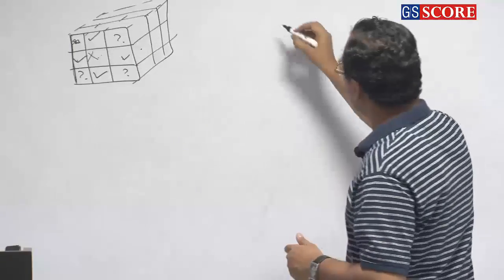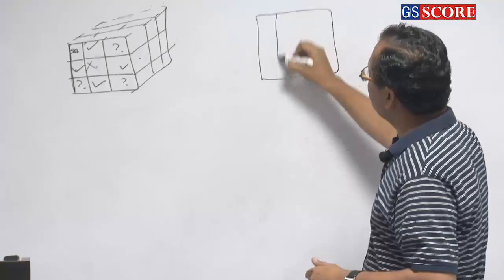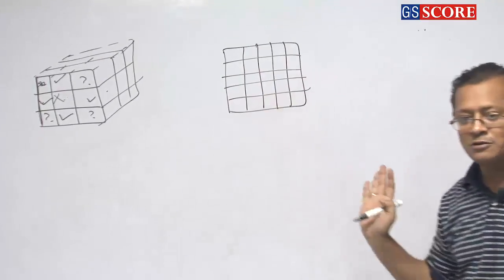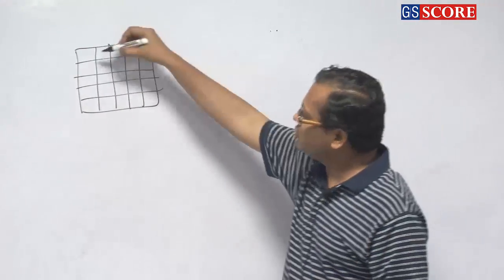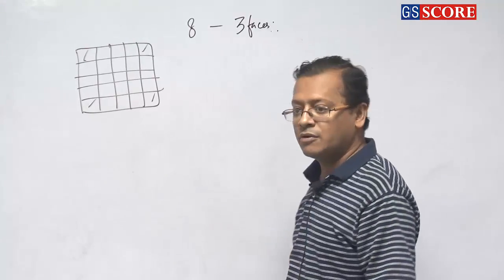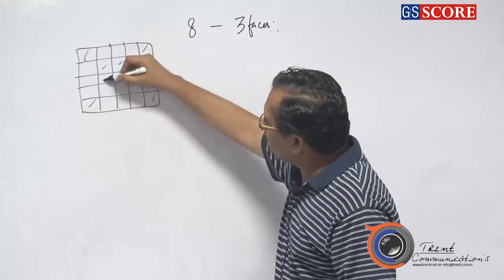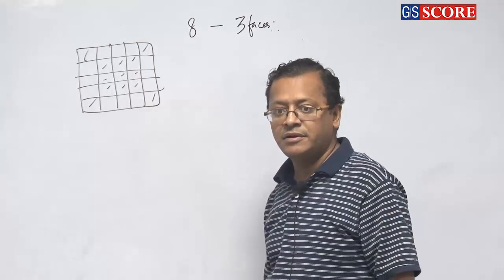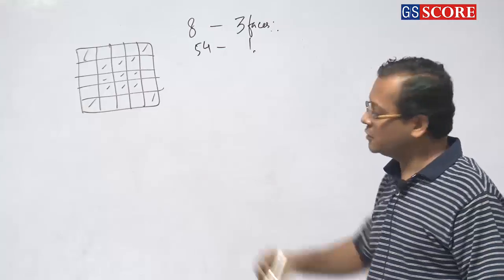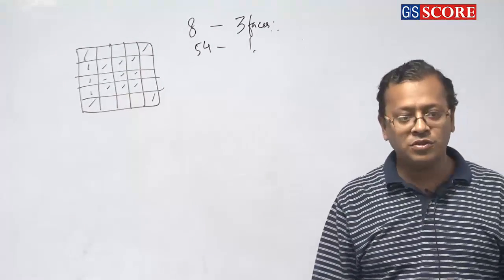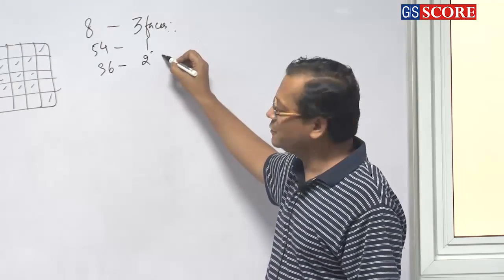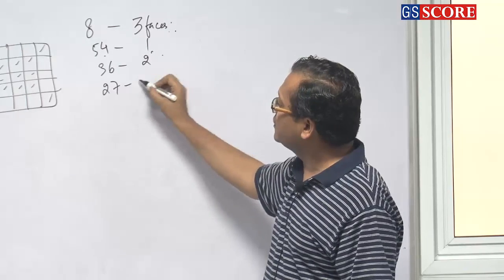So what is the situation here? You will say 5, so 1, 2, 3, 4, 5, 1, 2, 3, 4, 5, only this you have to draw. So this is 8. Okay, 1 2 3 4 5 6 7 8 9. 9 into 6 is how much? 54, having one face. 3 into 12 is how much? 36, having two faces. And 27, having zero face.